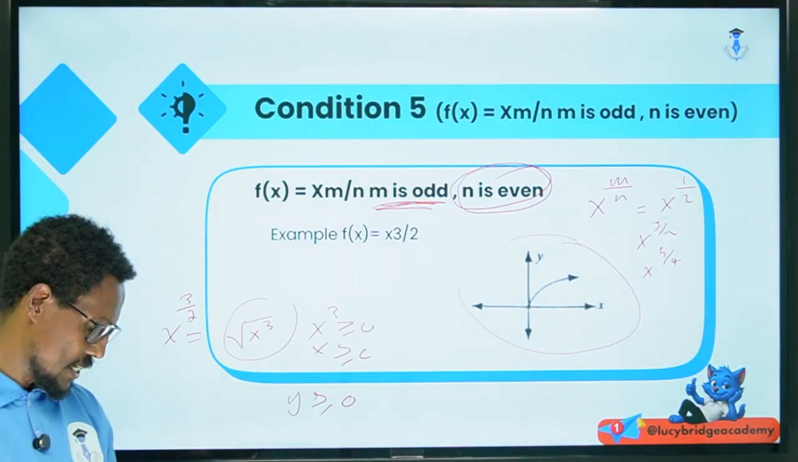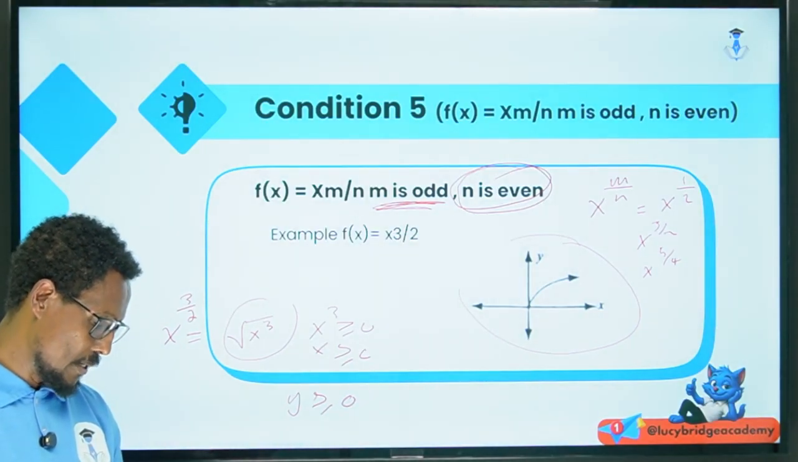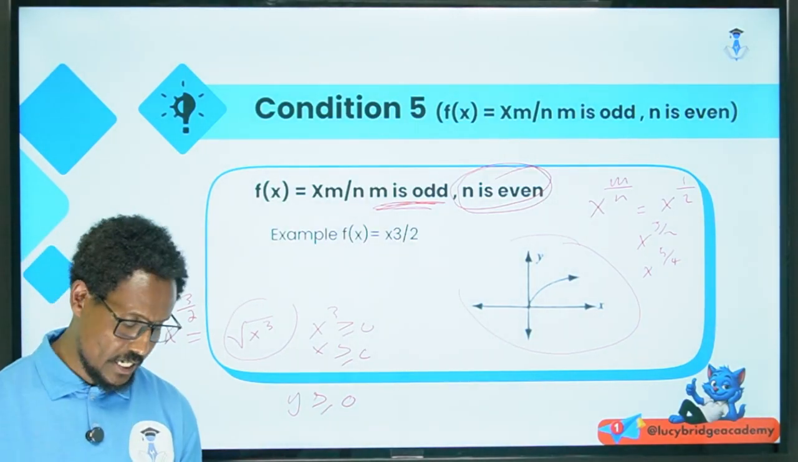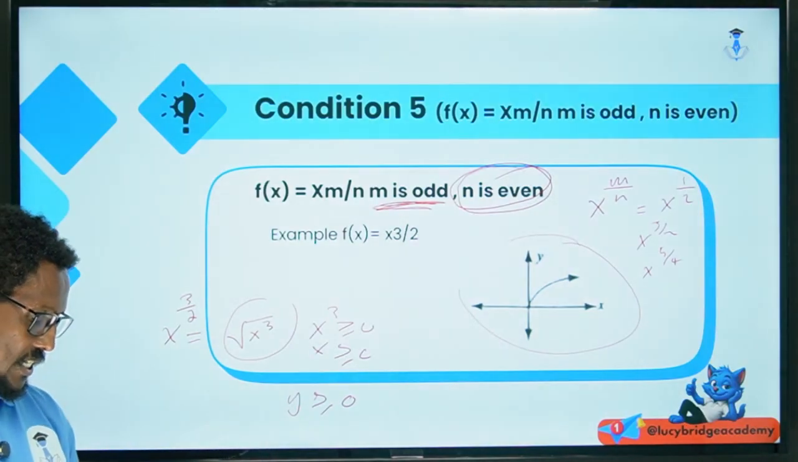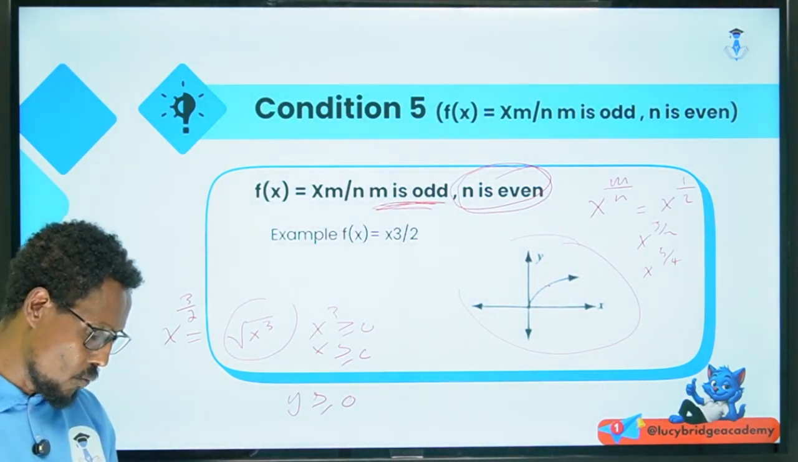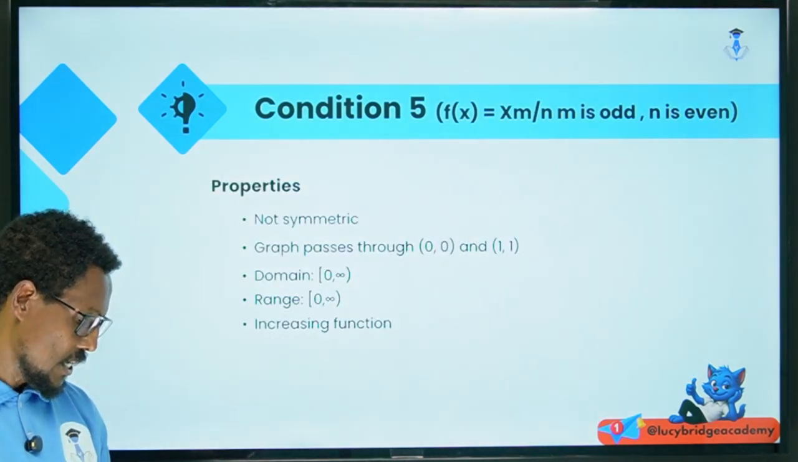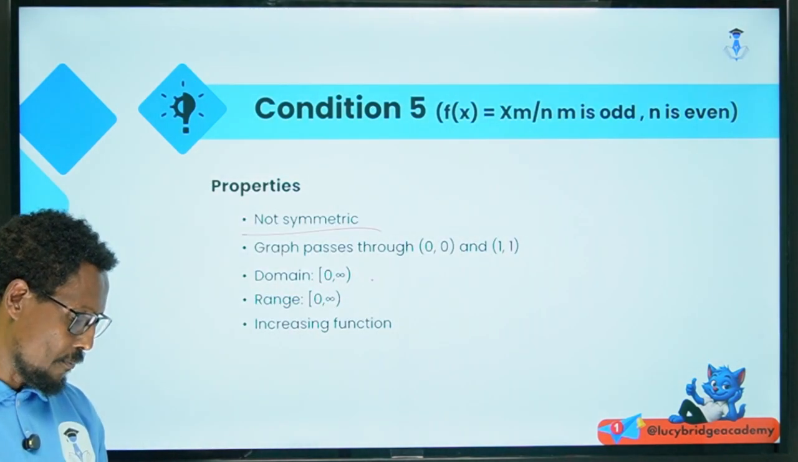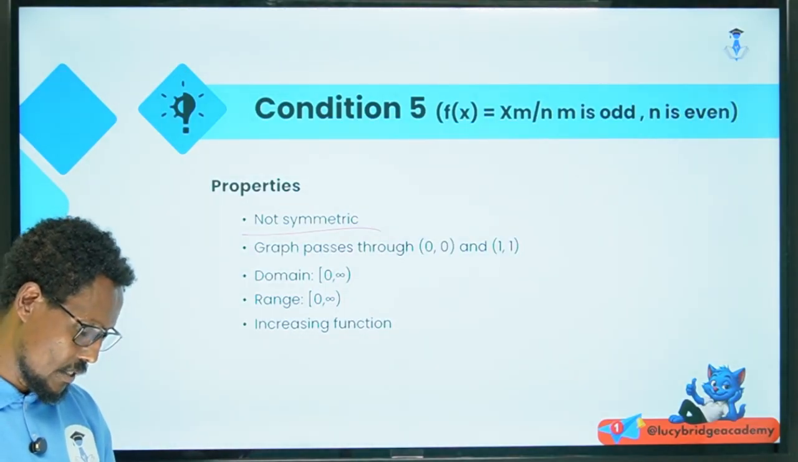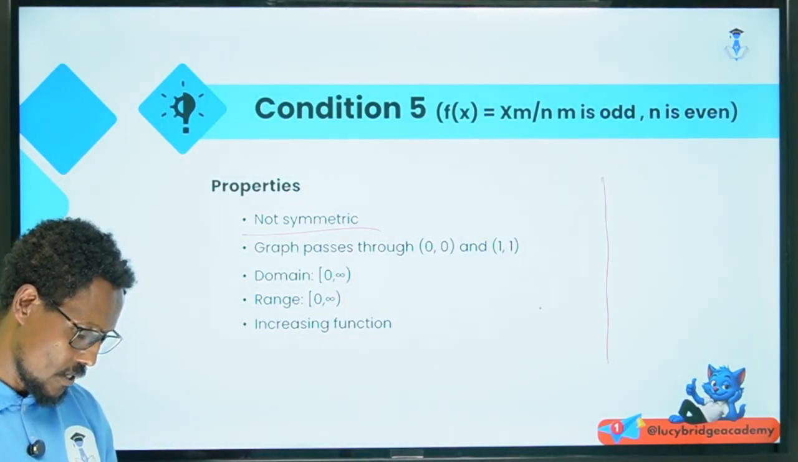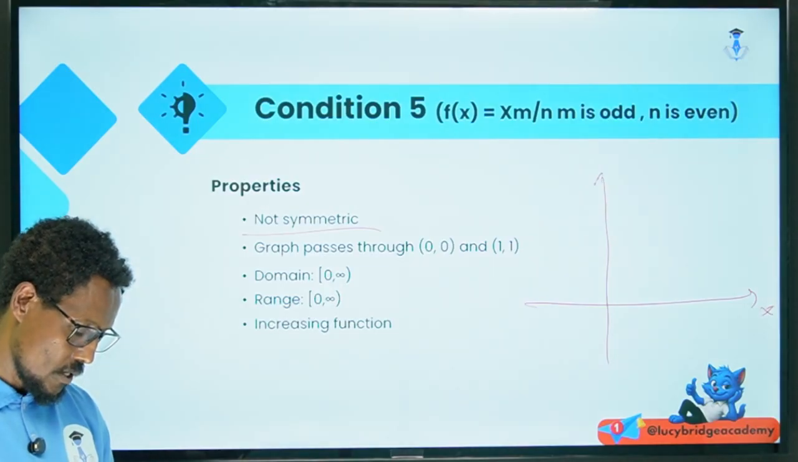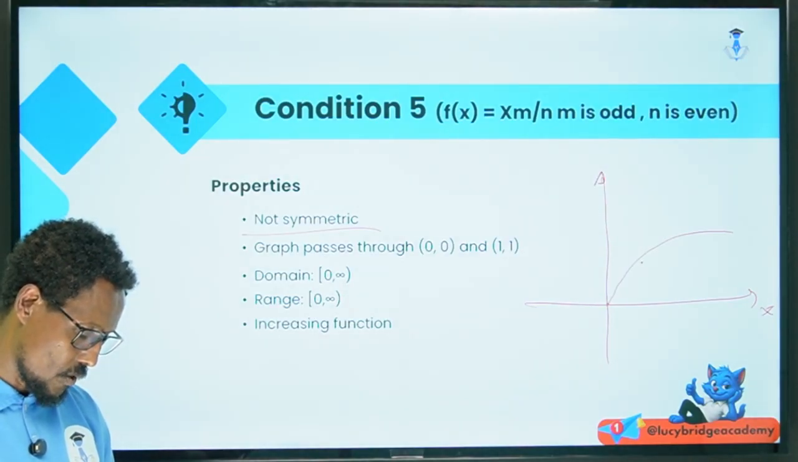It has no symmetric line. The domain is greater than or equal to 0, the range is greater than or equal to 0, and it contains only the point 1, 1. Not symmetric. Yes, the graph passes through 0, 0 and 1, 1. This is 1, 1. This is 0, 0.